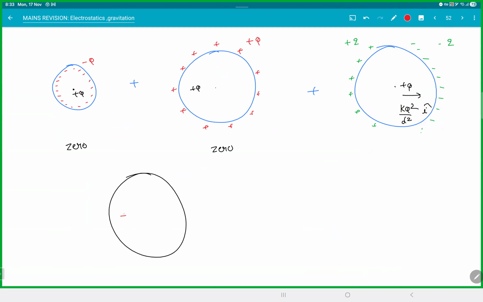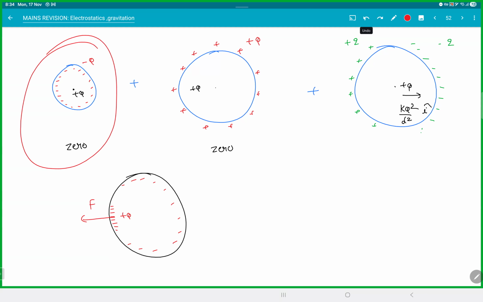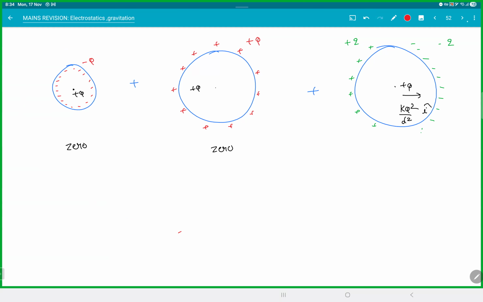If I keep plus q here, what do you think will happen? You'll get more minus here, and you'll get less minus here. So then there will be a force due to this also, no? This will still be 0 because outside will still be uniform. Are you clear? Confused? Let's discuss after the class. If you're still confused, stay back after the class.